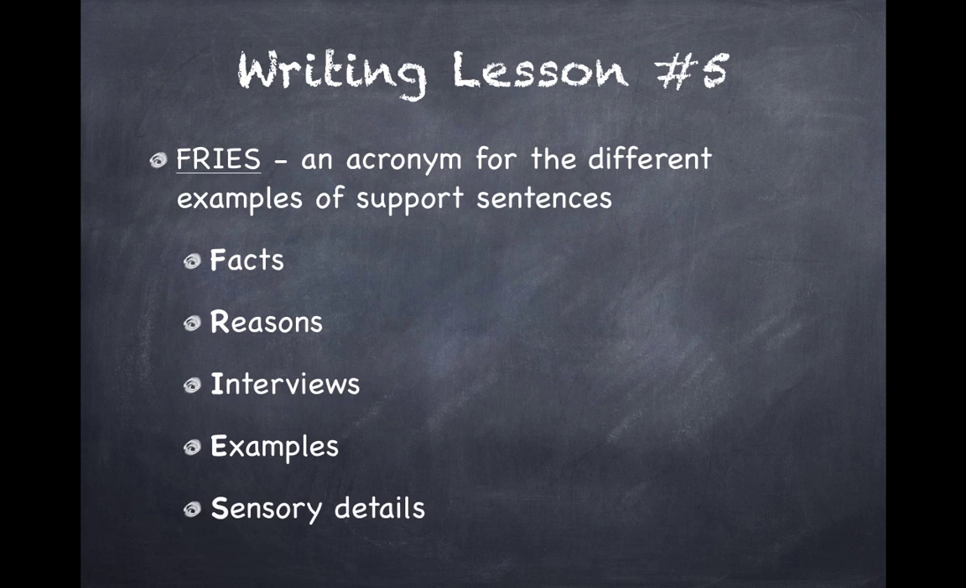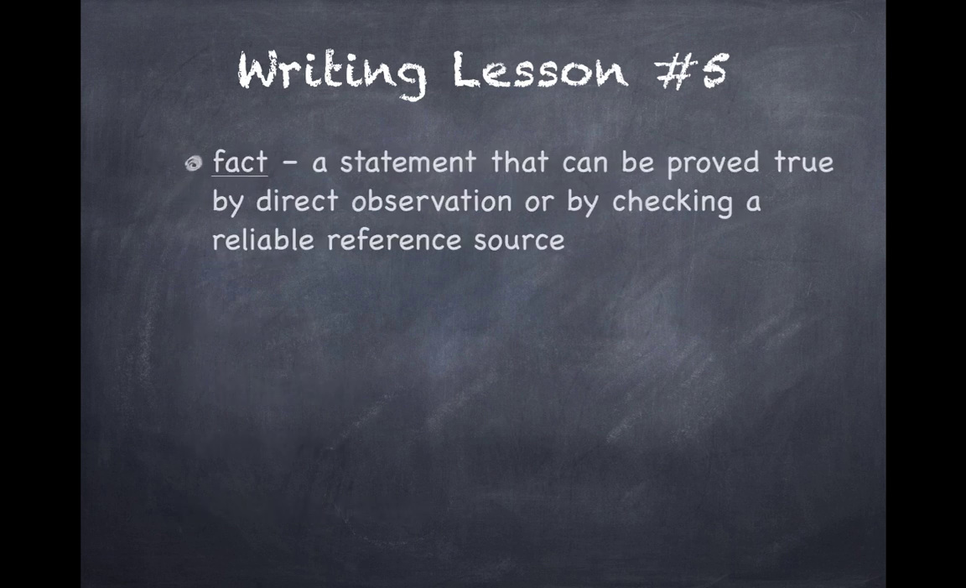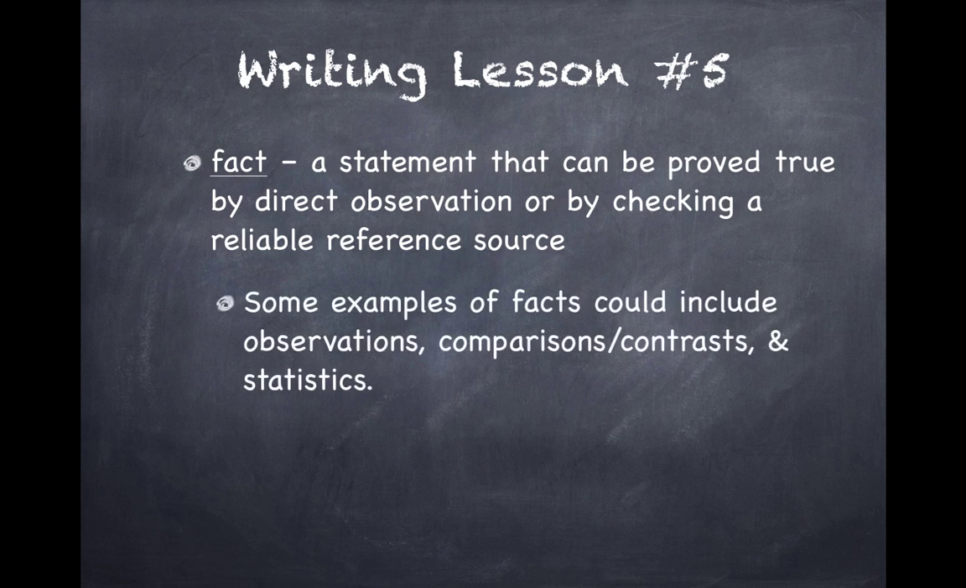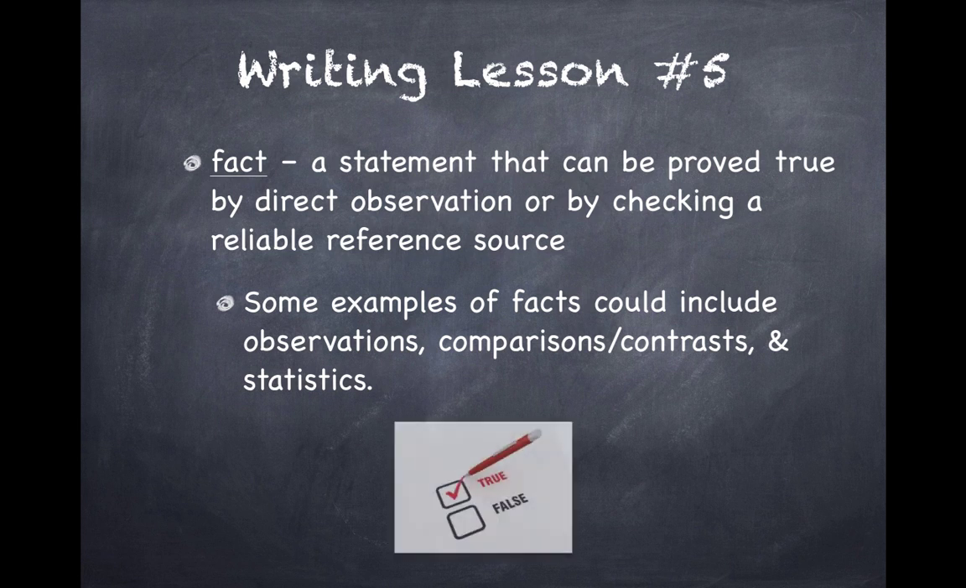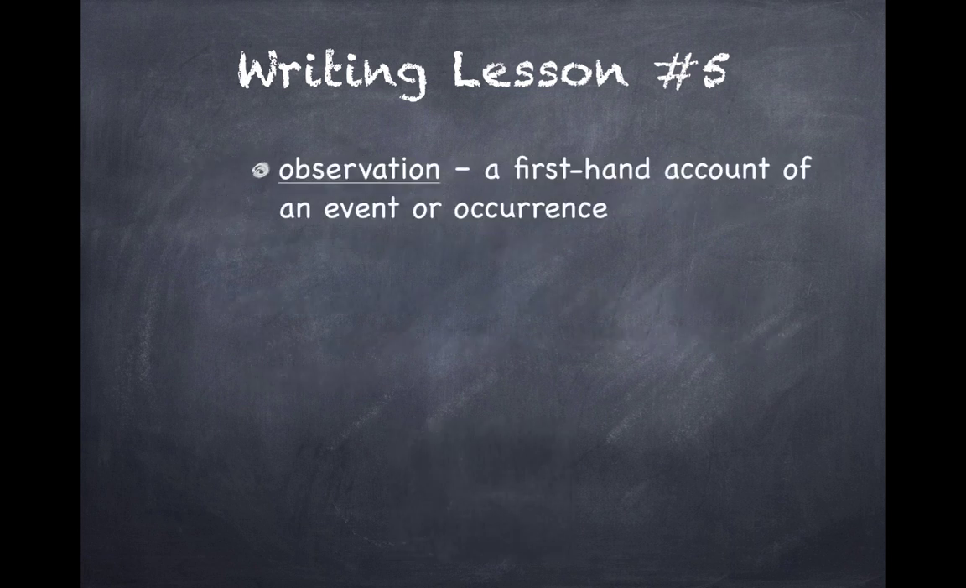So let's look into each of these just a little bit further. A fact is going to be a statement that can be proved true by direct observation or by checking a reliable reference source. Some examples of facts can include observations, comparisons, contrasts, and statistics. So think about it: a fact, you can prove it to be true. An observation is going to be a first-hand account of an event or an occurrence. So it's something that you can observe or see, but you really want first-hand information, from someone that was actually there, whether it was you or someone that you speak with.